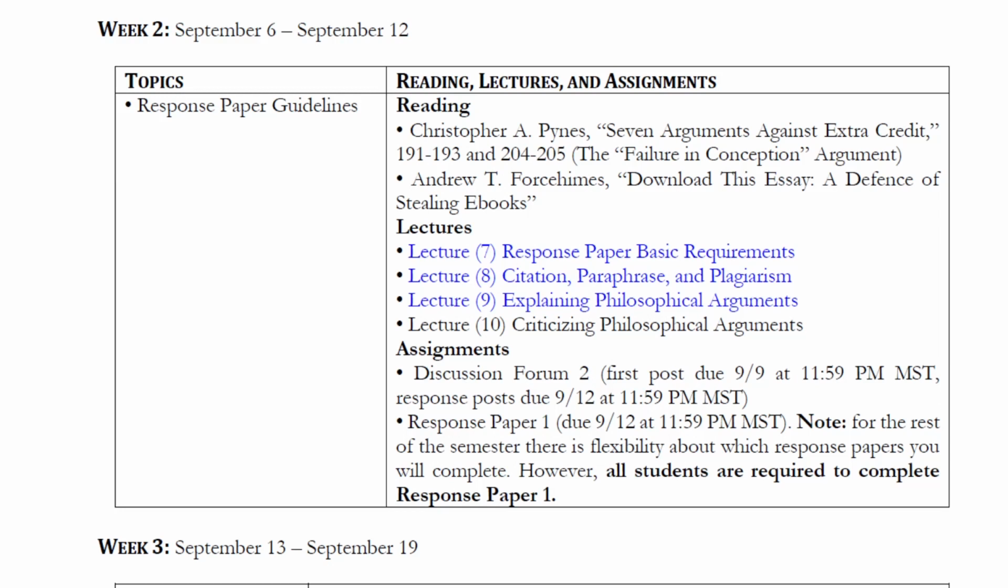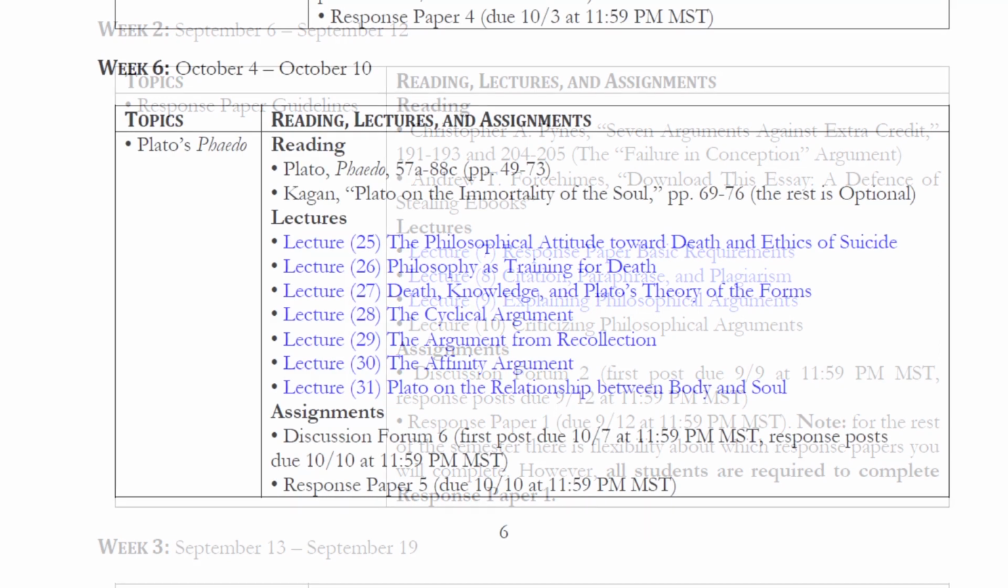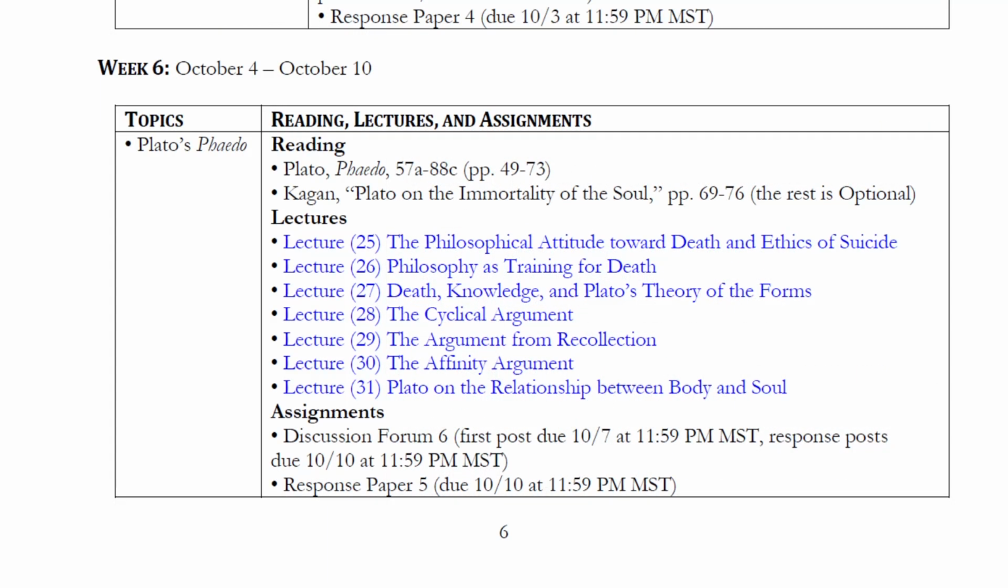In some cases, there may be more than one reading to complete. For instance, in week 2, there are 2 assigned readings, one by Christopher Pines and one by Andrew Forsyth. Unless some indication is given otherwise, you are required to read the entire document that is linked on Moodle. However, in some cases I have indicated that you are only required to read a portion of the assigned document. We already saw this previously with the reading for week 3, and week 6 provides another example of this.